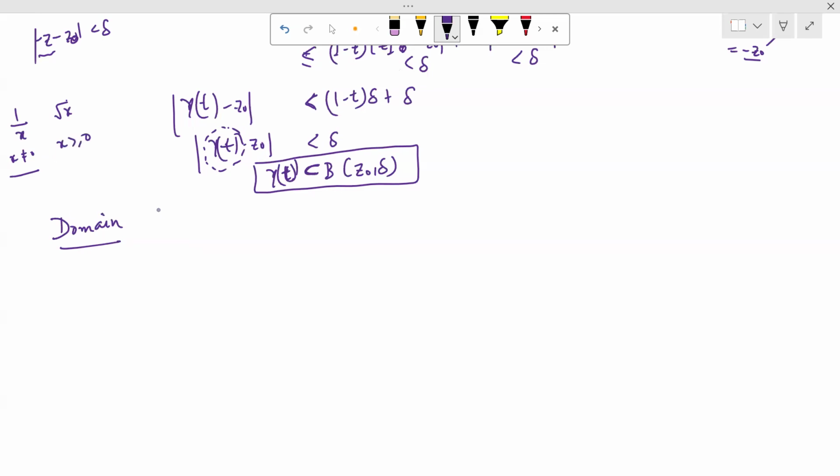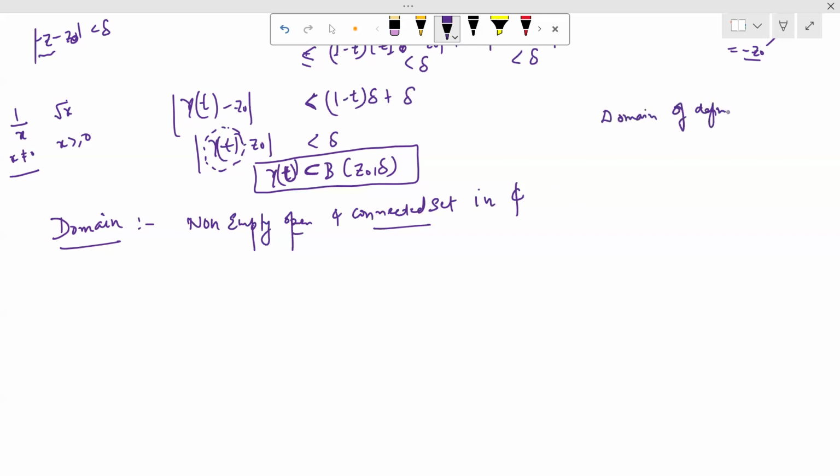Now here domain is a topological term, and what does it mean? It means it is a non-empty, open and connected set. Now this is a problem. If you're not writing this, this is how you define it. So therefore, at times people use what? Domain of definition. So they basically use the term domain of definition in order to remove the discrepancy.